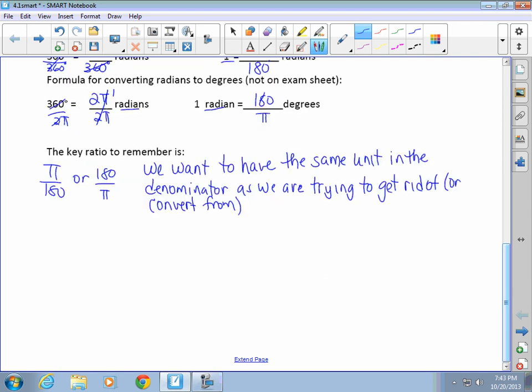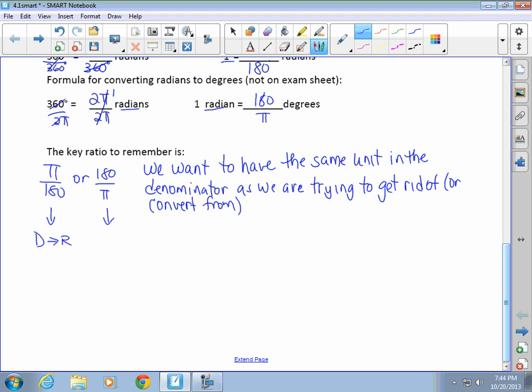Okay? So if we want to have something changed from degrees to radians, then that means we want to have the same unit in the denominator. In that case, it would be the degrees that we are trying to get rid of or convert from. So if I'm going from degree to radian, I need a degree value in the denominator. So that means I would use this one. So this is to go from degree to radian.